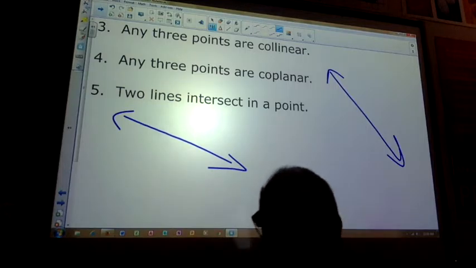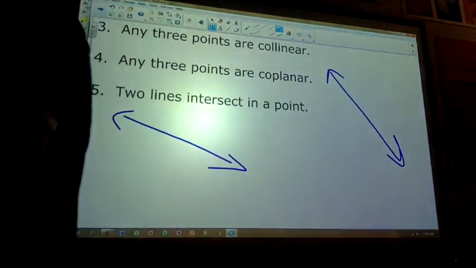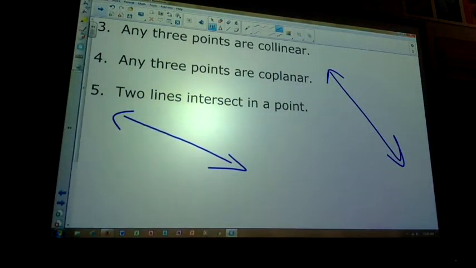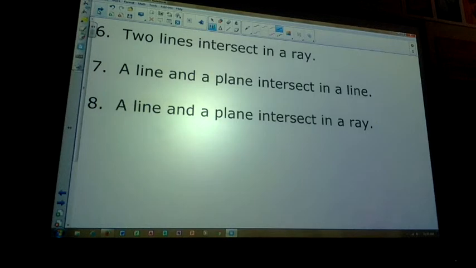So two lines intersect at a point. That's true if the two lines happen to lie on the same plane. Ooh, making up rules. Two lines intersect at a ray.